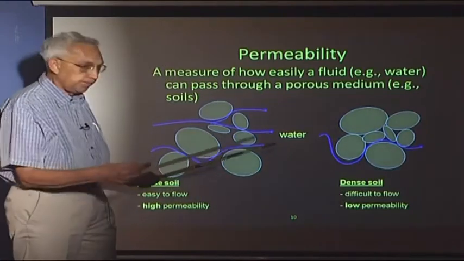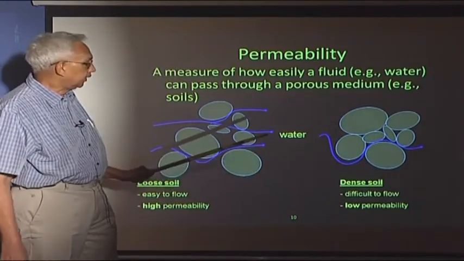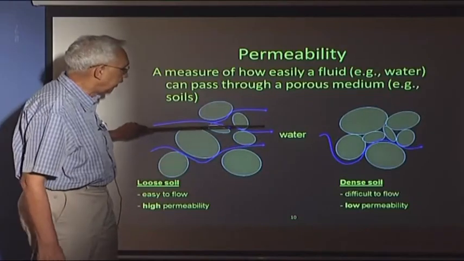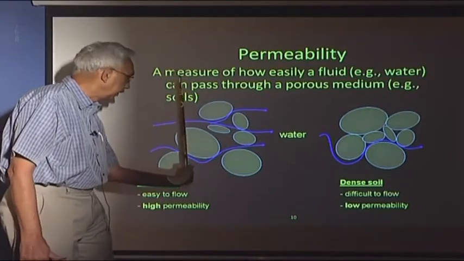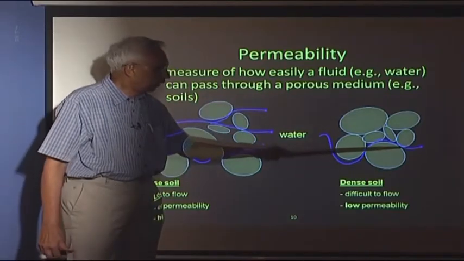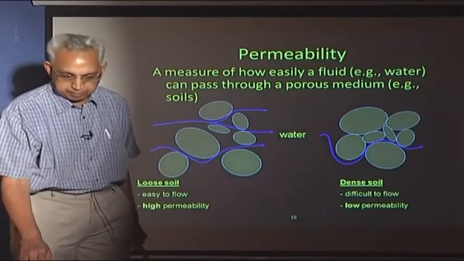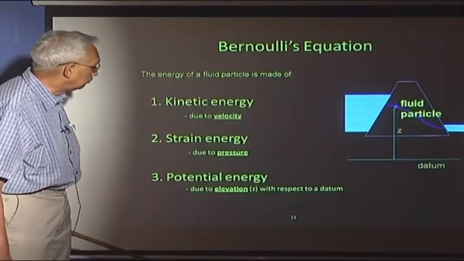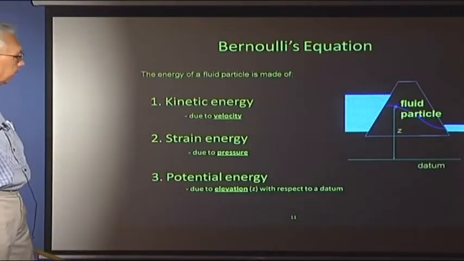And we talked earlier about the directional dependence. Here the flow is high in the horizontal direction than in the vertical direction, whereas here the flow is very low in the horizontal direction. So permeability is very less. So this is Bernoulli's equation we were talking about earlier.